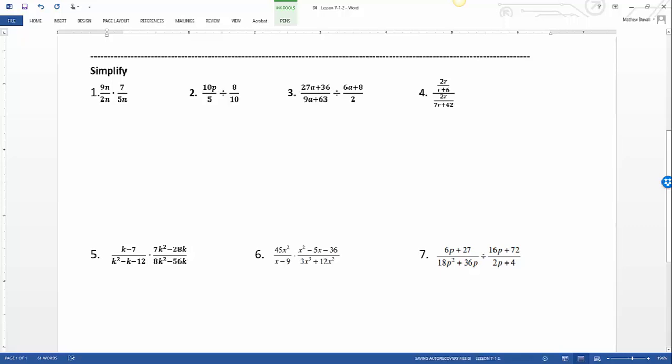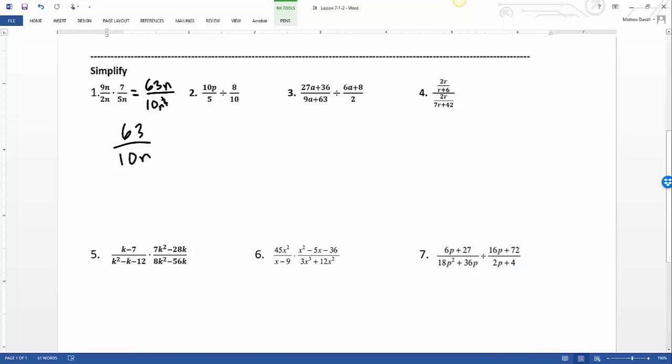All right, so simplifying. Remember, if you're multiplying straight across, that's going to be 9 times 7 is 63. n over, that's 10n squared. And then one of the n's can cancel out, so that's going to be 63 over 10n.